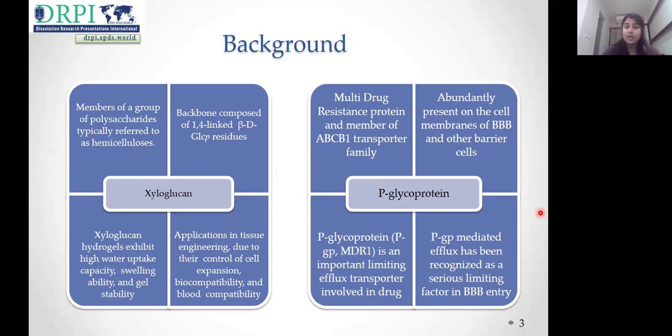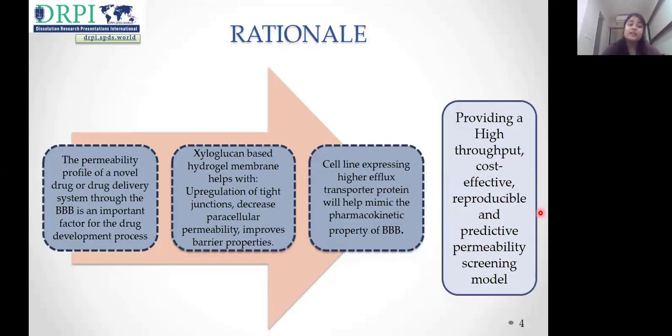So the rationale is that permeability of any drug or drug delivery system through the BBB is the most important factor for the drug development process. Now, for such models, xyloglucan-based hydrogel membranes can be used for upregulation of tight junctions and decrease in the paracellular permeability, and also to improve the barrier properties.